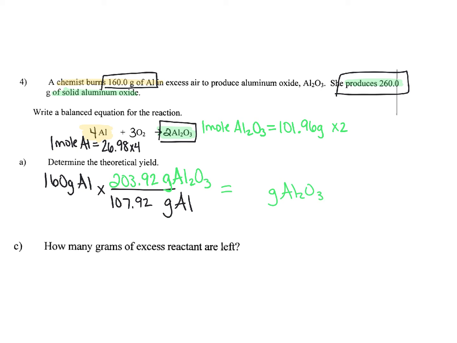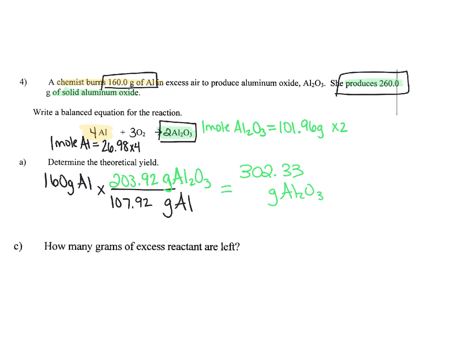And based on my calculations, I should have gotten 302.33 grams. So you can see how the scientist, the chemist, produced 260 grams, but she should have gotten 302.33 grams. So she wasn't quite at 100%.